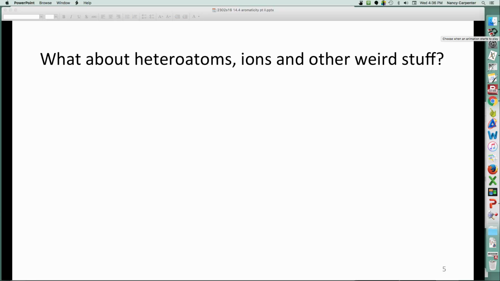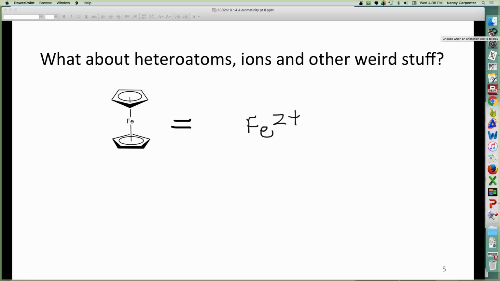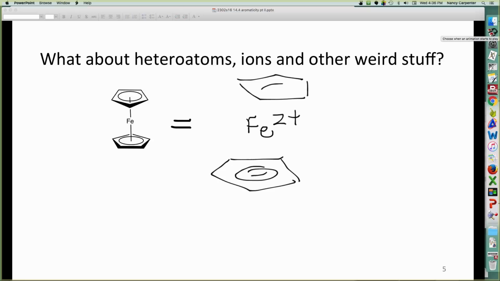Well, what about heteroatoms, ions, and other weird stuff? That's the latter part of chapter 14, and that's going to kind of be on your own. I will, however, say that those of you who have worked with ferrocene in the ITR class know that this is iron plus 2 sandwiched, if you will, between 2 negatively charged cyclopentadienyl anions. What? Well, hold on.